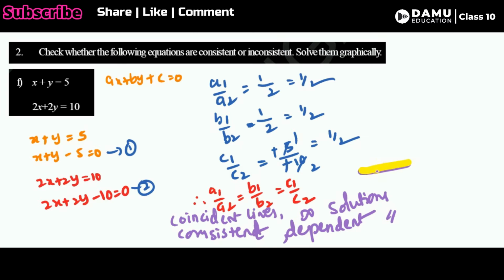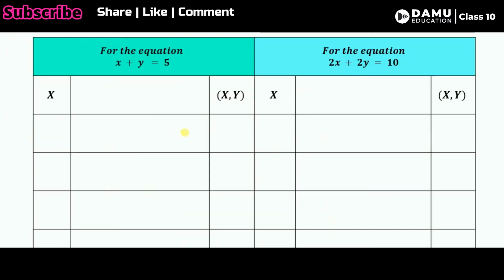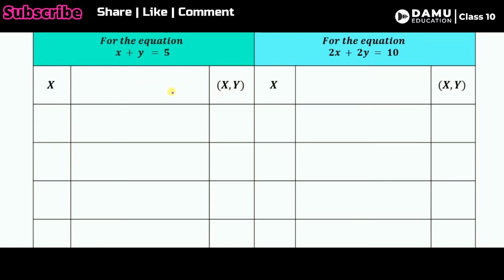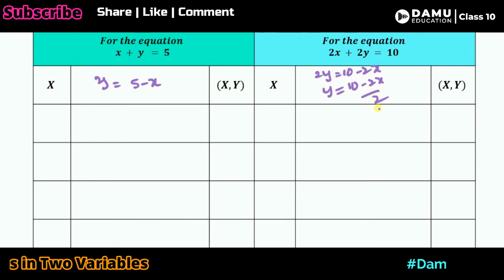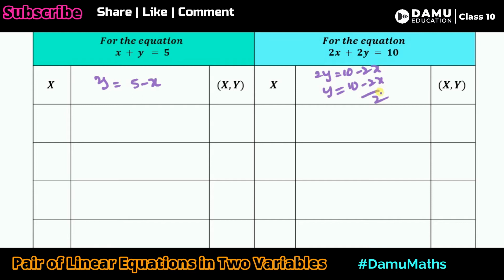The graph will be coincident for each and every equation. Let's see our equations here in a tabular column and find the solutions. For the equation x plus y will be equal to 5, we get y equal to 5 minus x. So this is the equation. Then let's take 2y will be equal to 10 minus 2x. Then y will be equal to 10 minus 2x by 2. You can take 2 common outside, and 5 minus x by 2 also we can take.